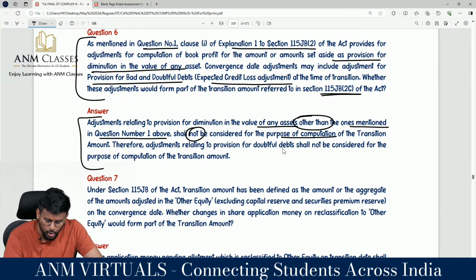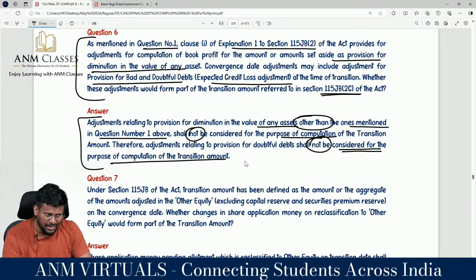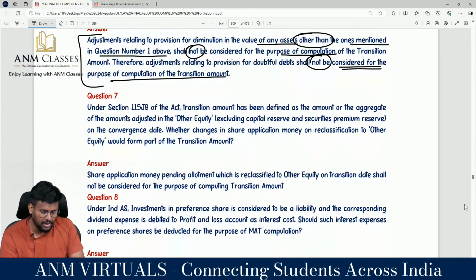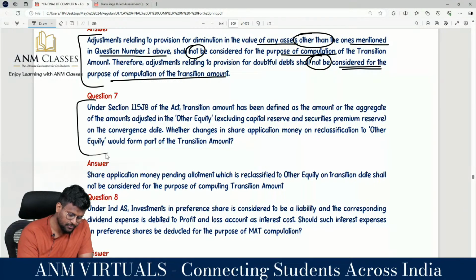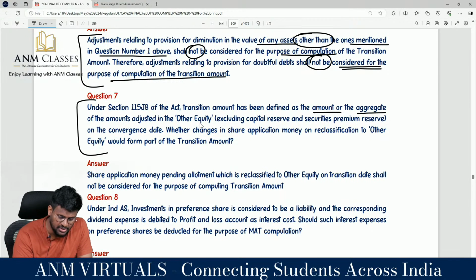Therefore, adjustment relating to provision for bad and doubtful debts shall not be considered for purpose of computation of transition amount. And the மாதிரி amount எல்லாம் இப்போ provision for bad and doubtful debts எல்லாம் நம்ம வந்து transition amount consider பண்ண வேண்டிய அவசியம் இல்லை. Under 115 JB of the Act, transition amount has been defined as the amount or the aggregate of the amount adjusted in the other equity, excluding capital reserve and security premium. Yes, on the convergent date.